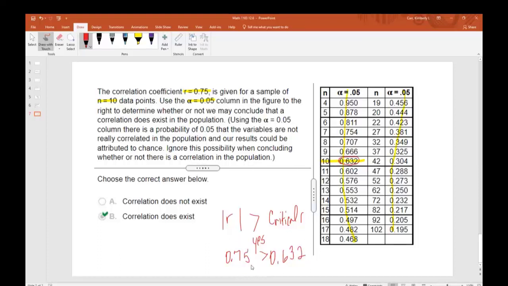Again, if this was an r value of 0.8, it would be a stronger correlation. But we do see that the correlation does exist, and so you just click that. So if the absolute value of the r from your sample is greater than the critical r from the chart, you'll say yes. And that's the end of this lesson.